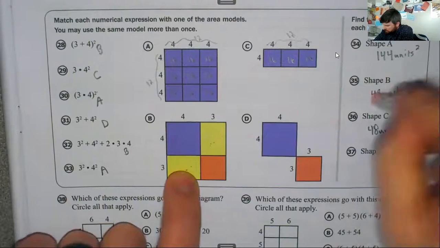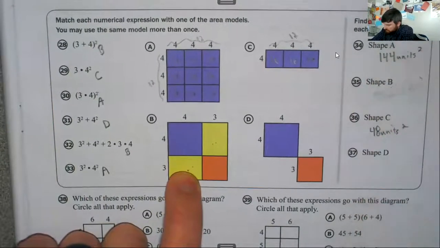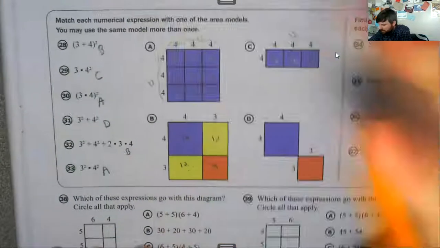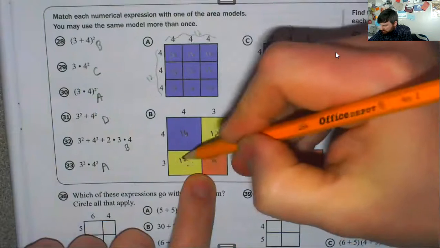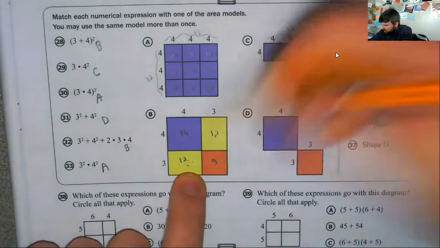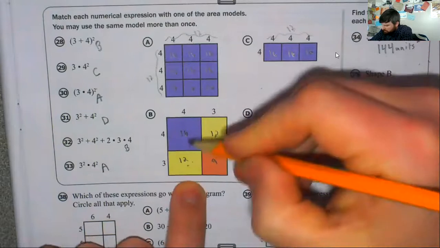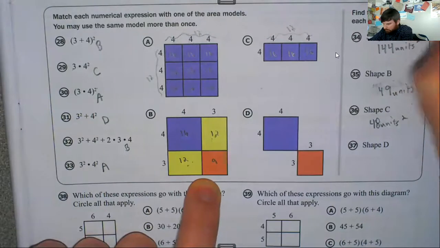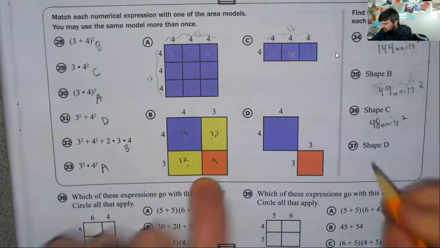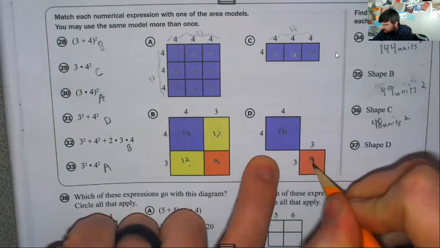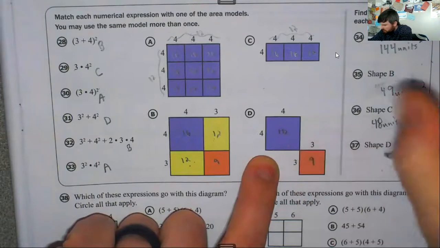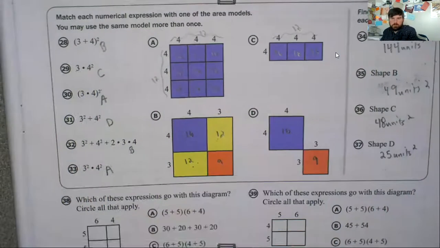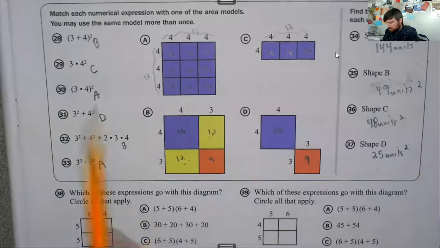This down here is B. So you get 16, 12, 12, and 9. You get 9, 10, 11, 12, 13, 14, 15, 16, 17, 18, 19. Carry the 1, 2, 3, 4. So 49 units squared. Shape D, this is 16 and 9. 9, 10, 11, 12, 13, 14, 15. Carry the 1, 25 units squared. Okay, these are a little bit rough.